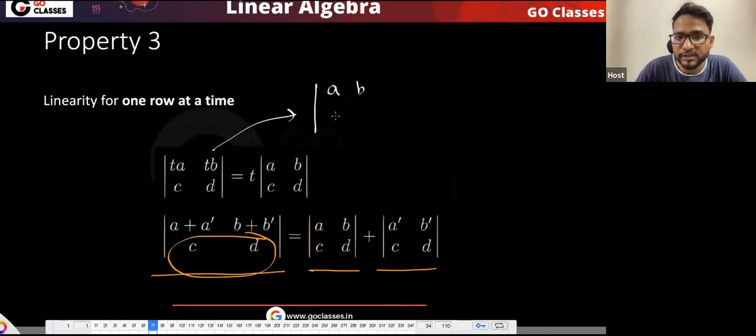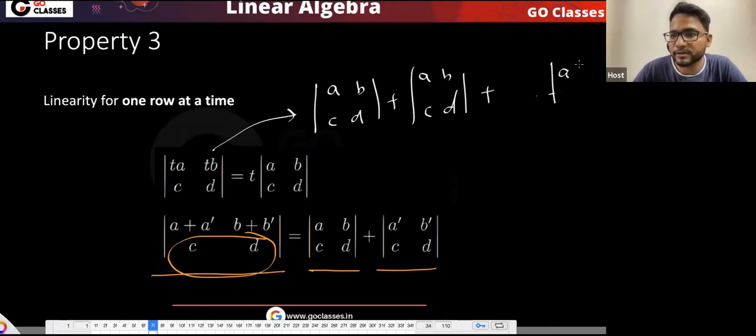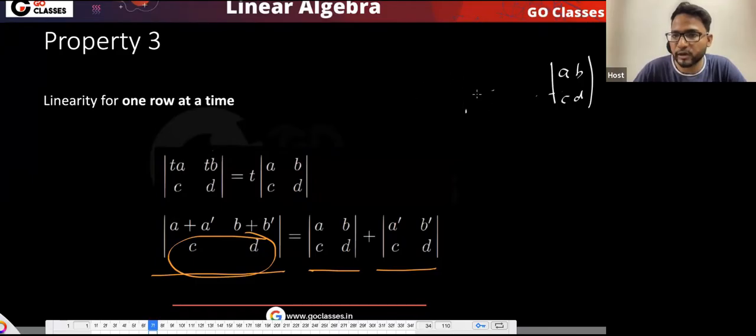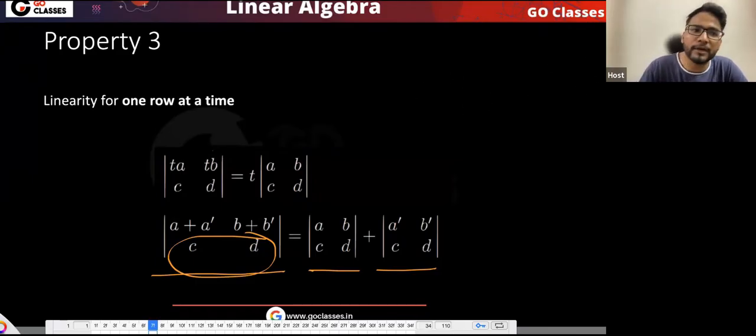Maybe this is A, B, C, D plus A, B, C, D, t times. If you want, you can look at it in this way, but you just take t common. Let's have this way to look at this problem. You can take a t common, but from just one row or one column.